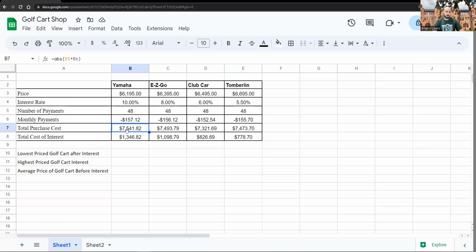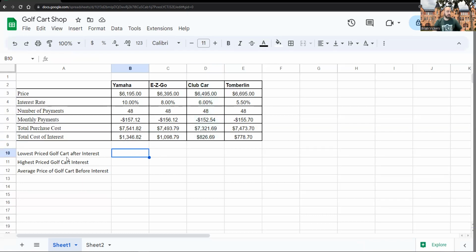And so when I look at the total purchase price of the golf cart, we've got $75.41, $74.93, $73.21, and $74.73. Eyeballing it, we can see this Club Car for $64.95 will actually cost us less money per month and less money total than this Yamaha offer that was $300 less on the sticker price, just because we're getting a better value on interest rate. But let's go ahead and have Google Sheets return that value for us.